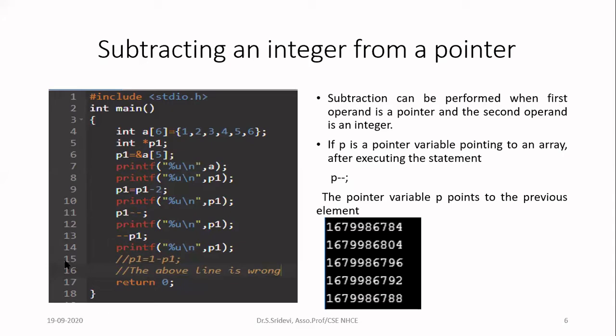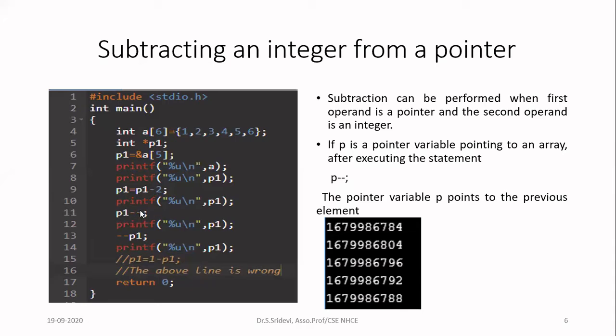Suppose you consider line number 15, where I have given P1 is equal to 1 minus P1. If I execute this line, I will get an error. You can perform P1 minus 1, which will make the pointer point to the previous element in the array, but you cannot perform 1 minus P1. So remember these things while programming, and it will be useful when you go for find output questions.